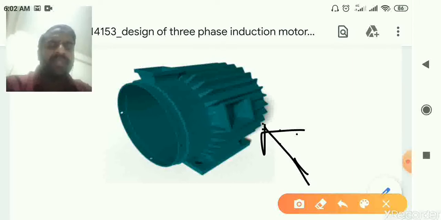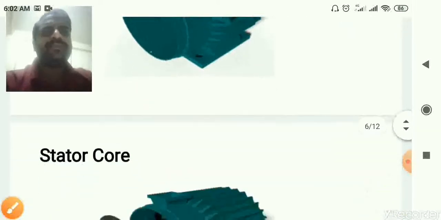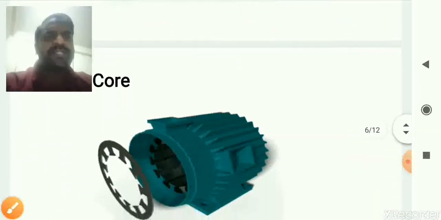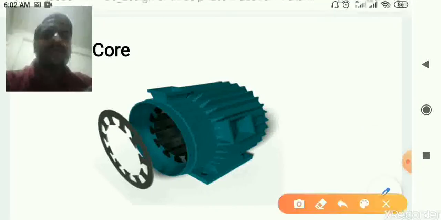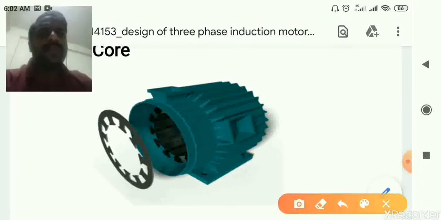The frame of the induction motor should be strong and rigid, as the air gap length of the induction motor is very small. Then the next part of the stator is the stator core. So this is the stator core. You can see this. Here is the stator core.